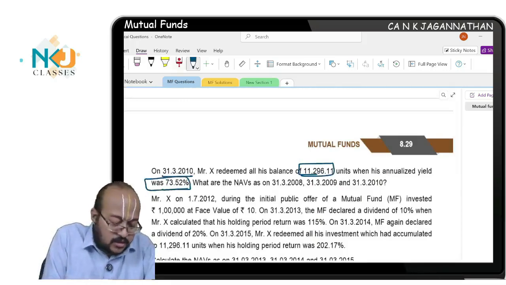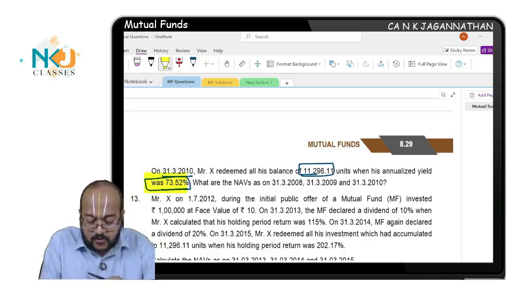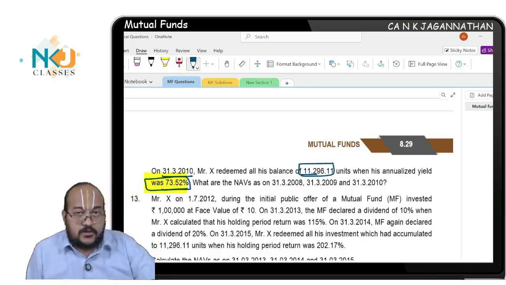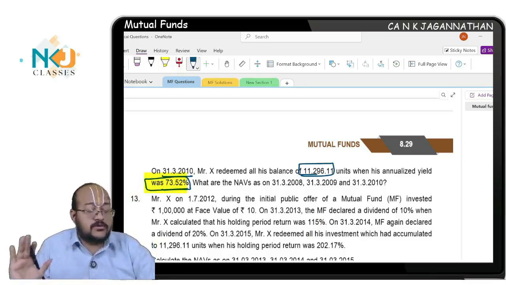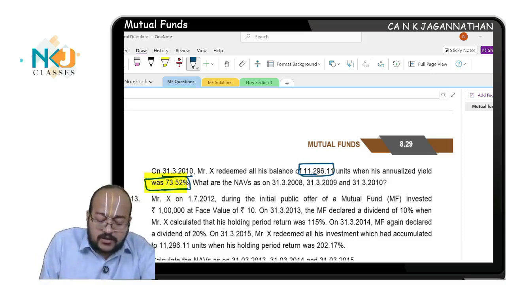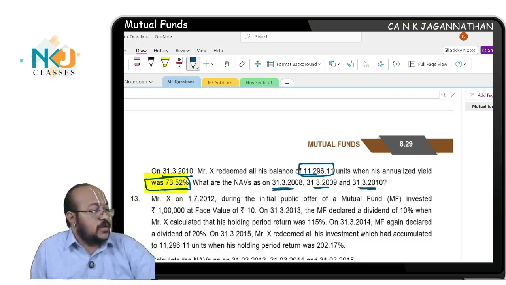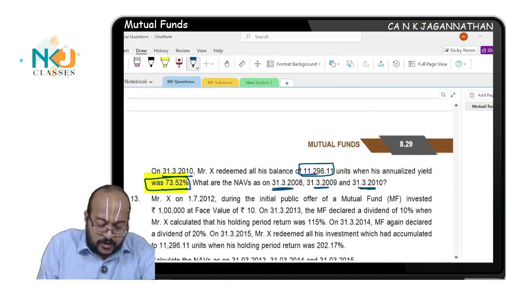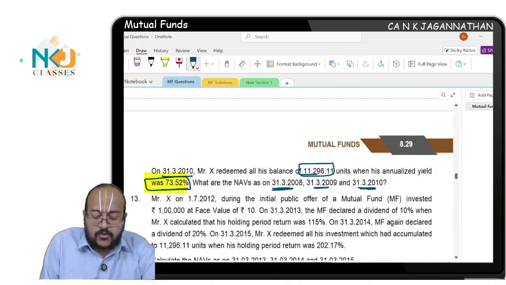See, in this question annualized yield is given. In some other question, if they give the holding period return, you need to consider that. Here they have given annualized yield. What are the NAVs as on 31/3/2008, 31/3/2009 and 31/3/2010? This is the question being asked. See, step by step we will find out: 31/3/2008 first, then 31/3/2009 and 2010.